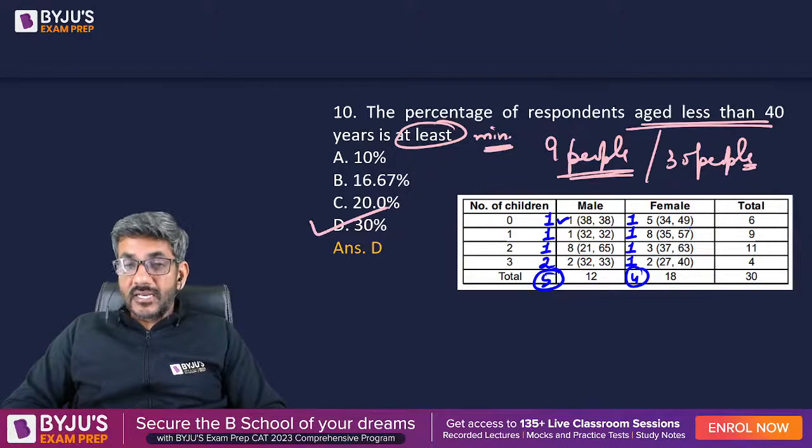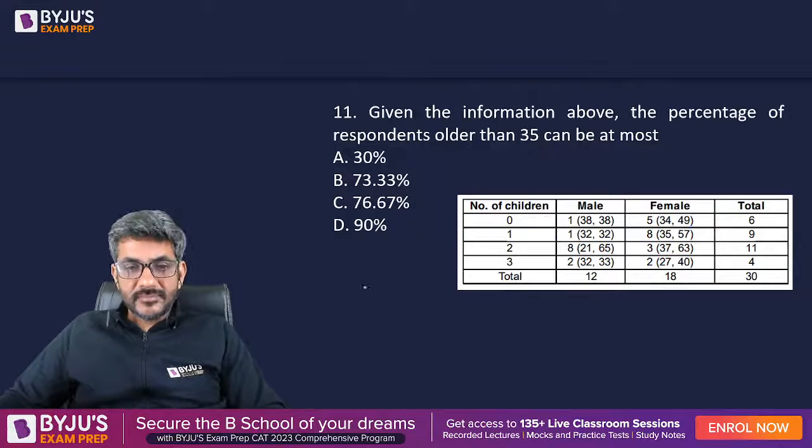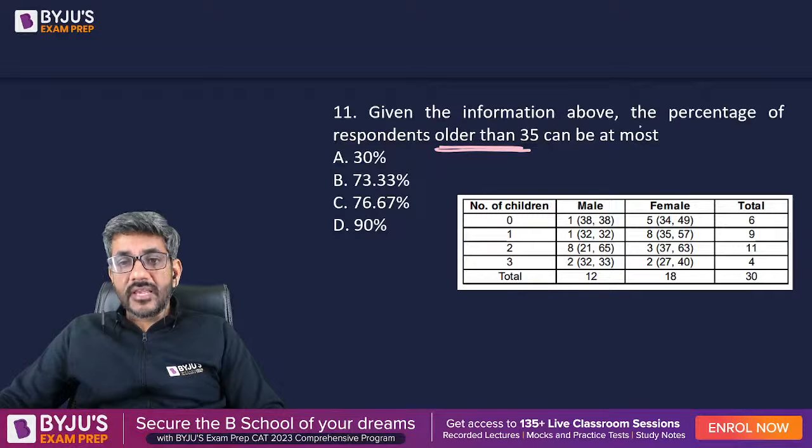That was question number 10. I am assuming that this is understood to all of you. I'll move ahead to question number 11 now. Here is question number 11. Given the information above, that is this table, the percentage of respondents older than 35 can be at most.